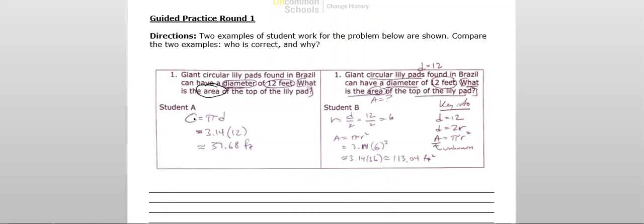And so they wrote circumference is equal to pi times the diameter. That's true. So they did 3.14. That is what we use for pi when we're not given a calculator or told to solve in terms of pi. But the student ended up finding the circumference. They did not find the area. So the student is wrong.